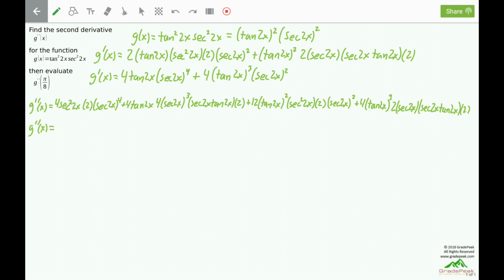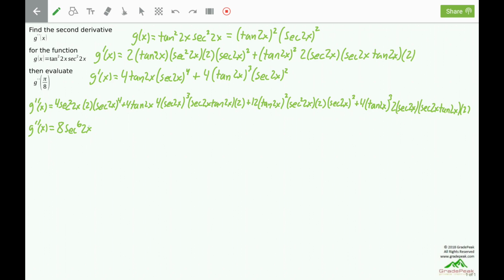It's pretty long right now, but we can simplify the look of this, and there may be some terms that will combine. The first term, we have a 4 and a 2. That will give us an 8. And we have a secant squared and a secant to the 4th. That will give us secant to the 6th.